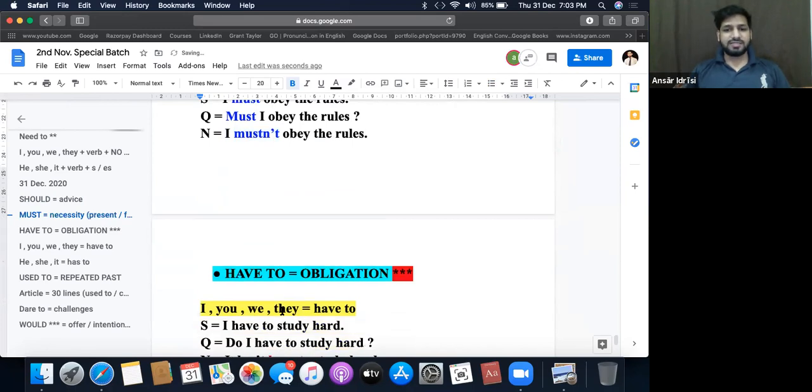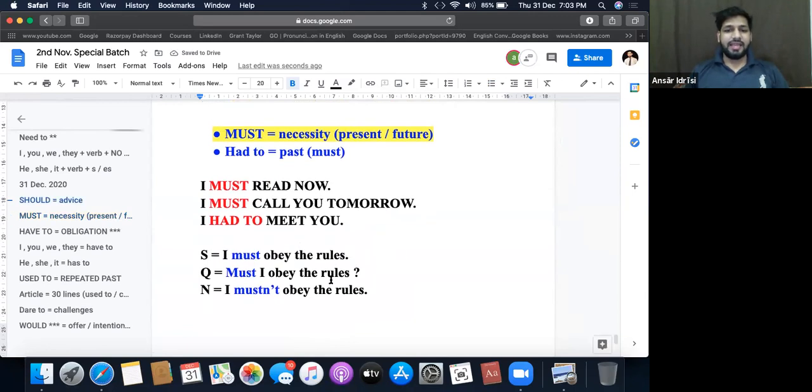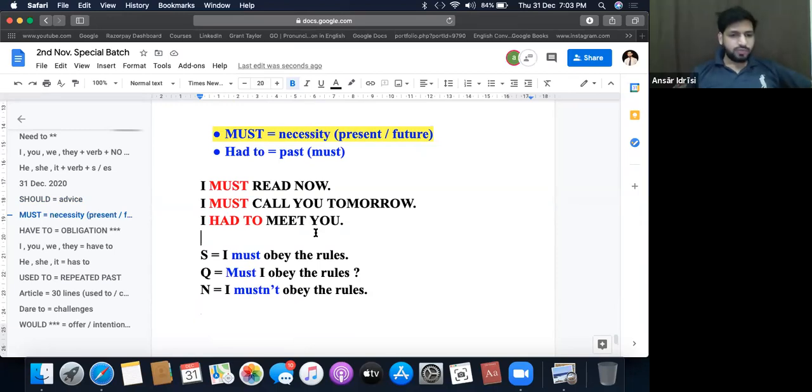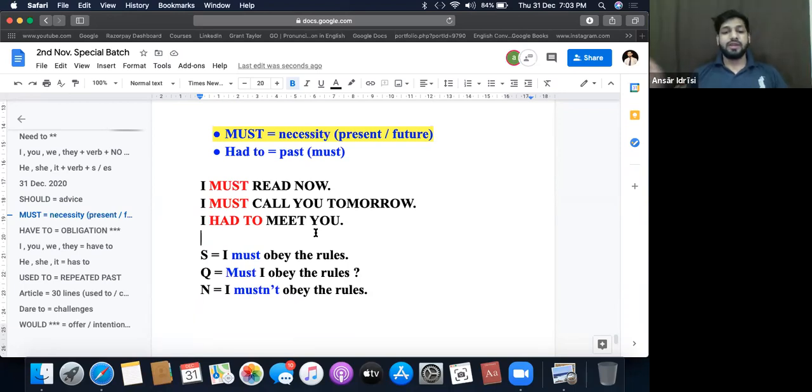So must, we are using must for when something is necessity. Can you please give me some strong sentences with must? You must wear clothes. You must join the army. Must you join the army? You must not join the army. Correct, you mustn't join the army. So mustn't is the short form of must not.